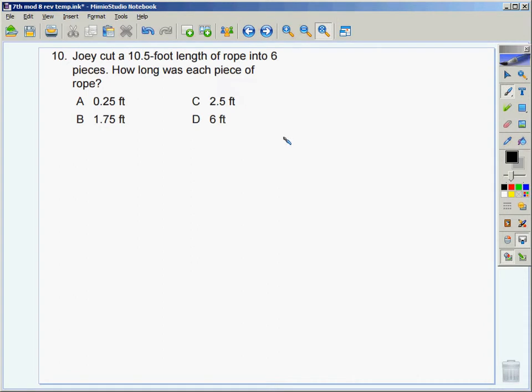Number 10. This is just simply a review question. Joey cut a 10.5-foot length of rope into 6 pieces. To find each length, you would simply divide. How many times does 6 go into 10? Once. Would I really need to go any further on this multiple choice question? No, because the only one that has a 1 in front of the decimal is B. And again, if I didn't have to go any further, I wouldn't. It's going to save you time, going to give you more time to work on the more complicated problems.